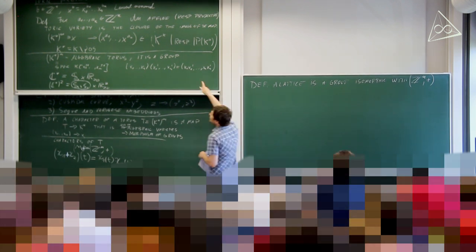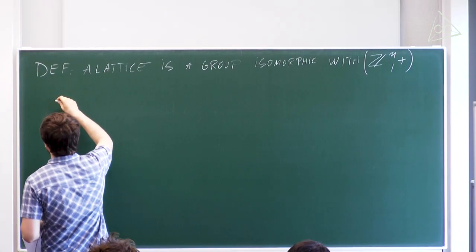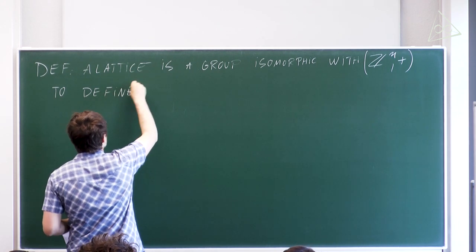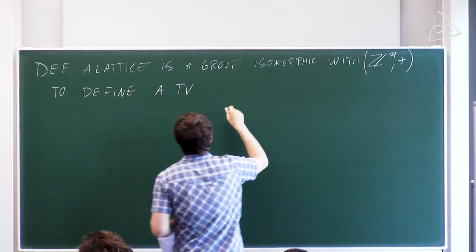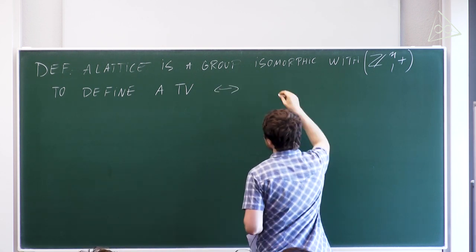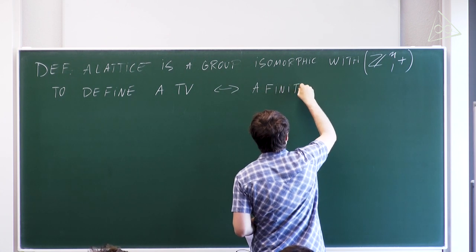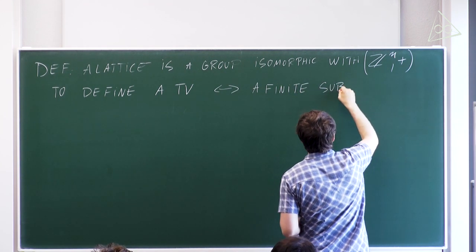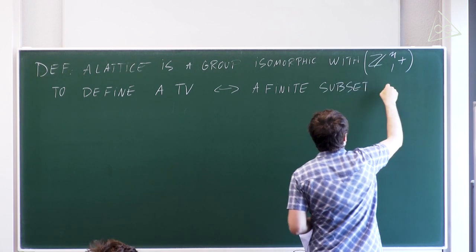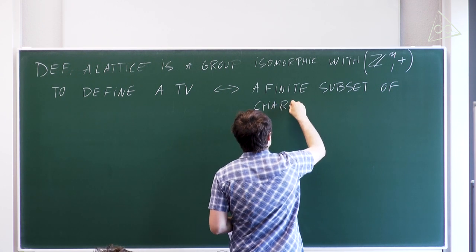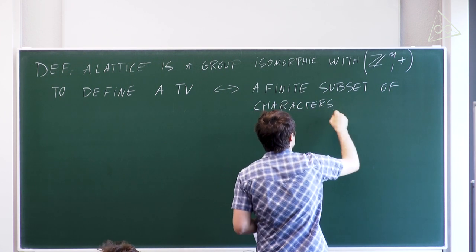Now, how can we state this definition in terms of characters? To define a toric variety, what do we do? To define a toric variety, we need to specify a finite subset of characters of a torus.